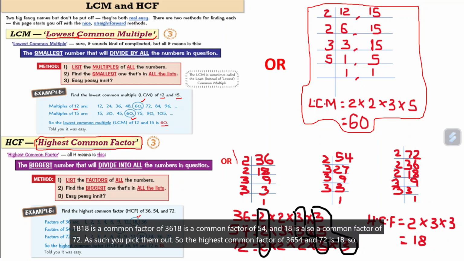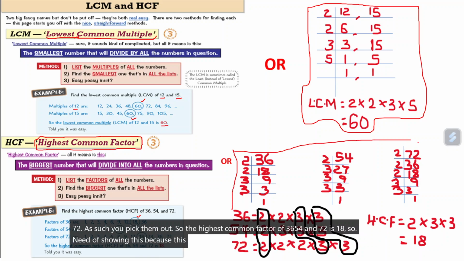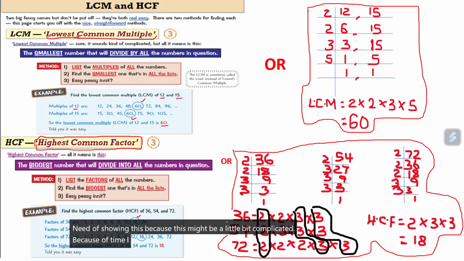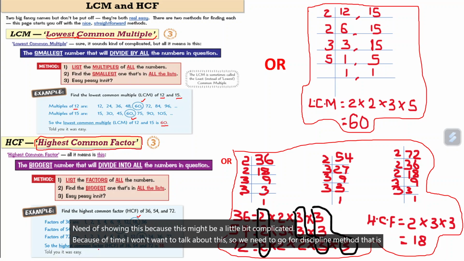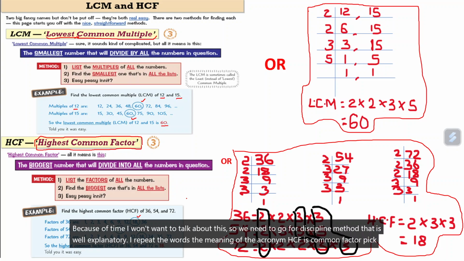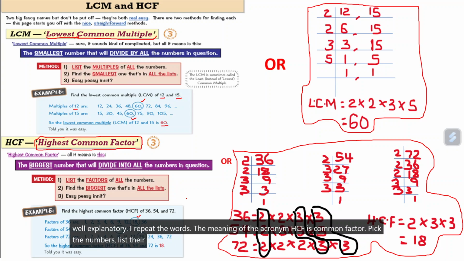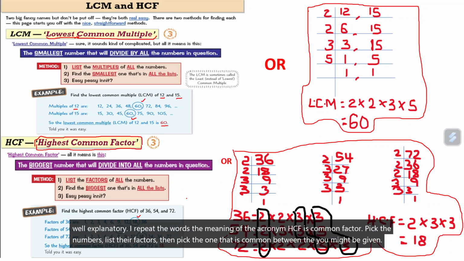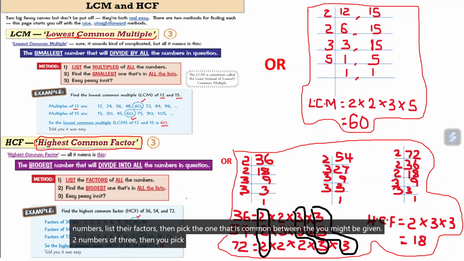So no need of showing the other method because it might be a little bit complicated. Because of time, I won't talk about this. So we need to go for the simpler method that is well explanatory. I repeat, the meaning of the acronym HCF, highest common factor: pick the numbers, list their factors, then pick the one that is common. You might be given two numbers or three, then you pick the highest common factor between the numbers.